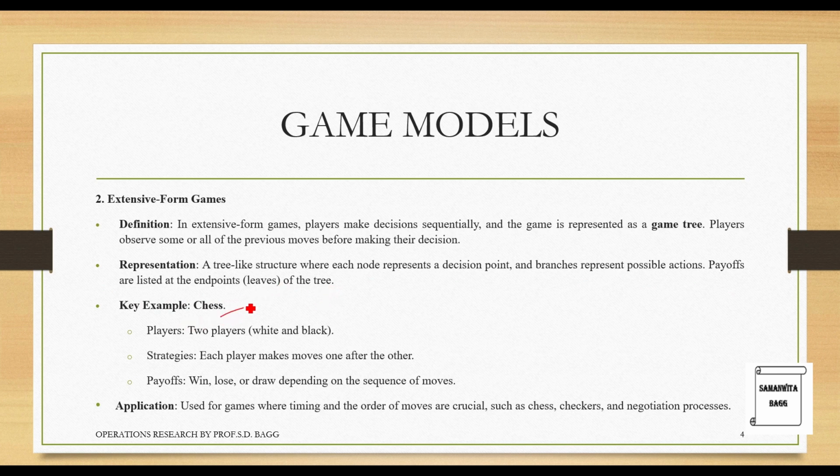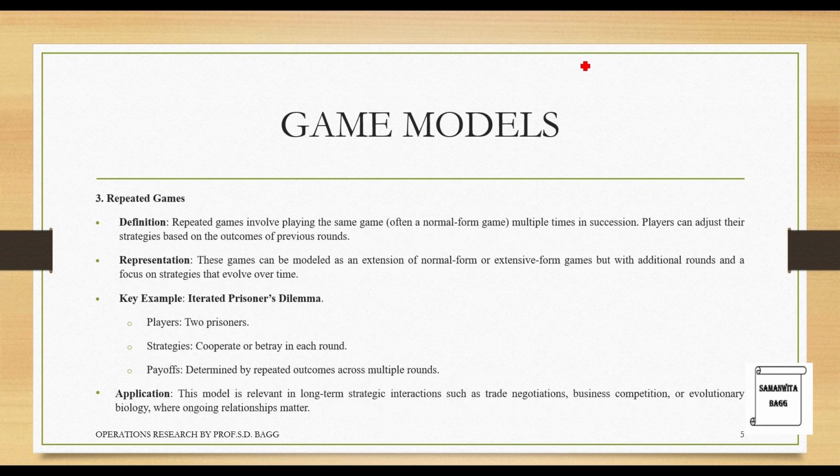Key example is chess. There are two players, black and white. Strategies: each player makes moves one after the other. So that is the use of the term sequentially. Payoffs: win, lose or draw depending on the sequence of moves. So at any time you can go back and check where the players have started from. Application: used for games where timing and the order of moves are crucial, such as chess, checkers and negotiation processes.